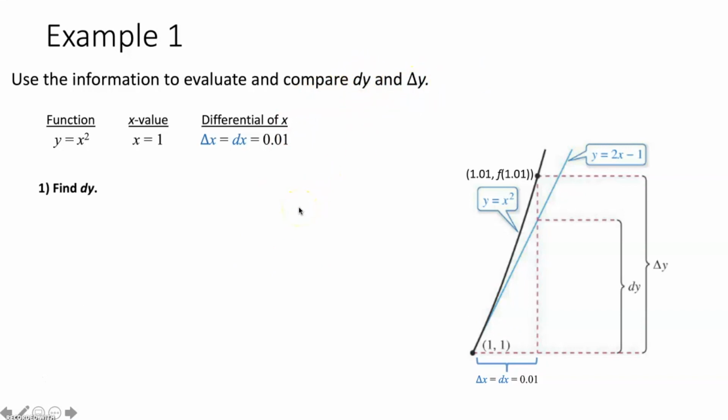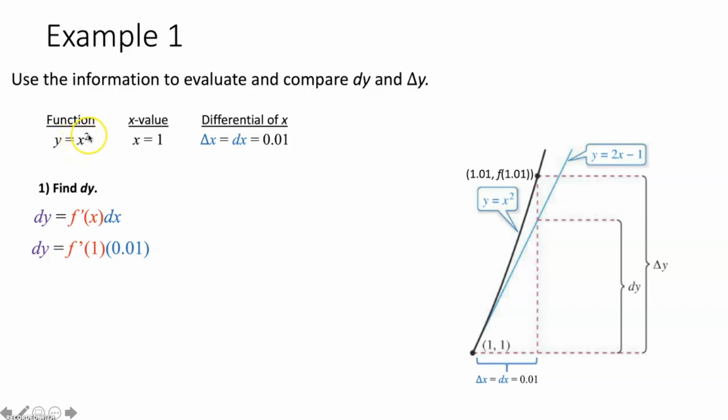In order to find dy, we're going to use that formula we had. Dy, the differential of y, is equal to f prime of x times dx. Now we're evaluating this at x is equal to 1. That's our point of tangency, so that's going to be our x value, or our c value in this case. So f prime of 1 is what we're going to try to find. And dx, we already know, is the differential of x. That's 0.01. Now f prime of 1 is just the derivative of our original function, the derivative of x squared, at x is equal to 1.